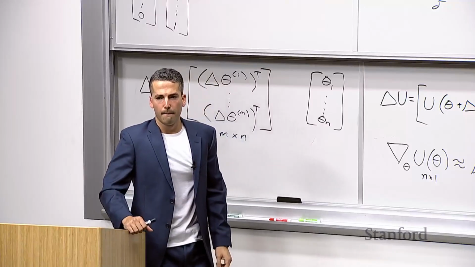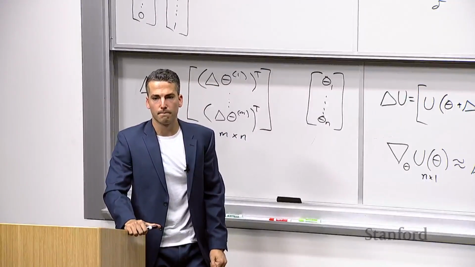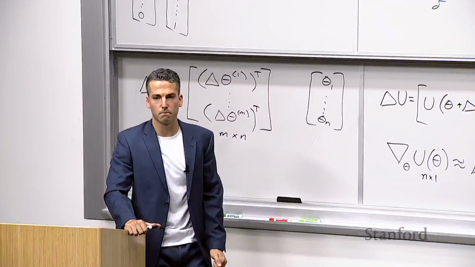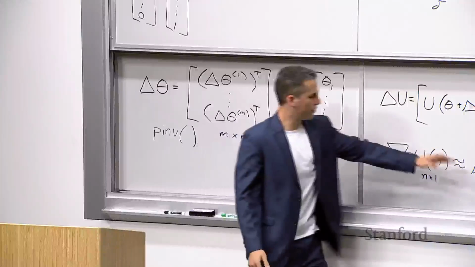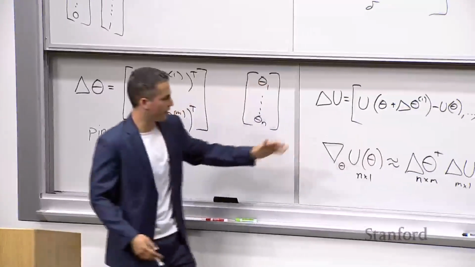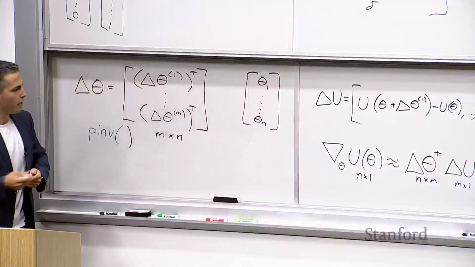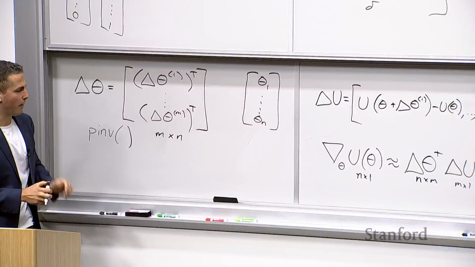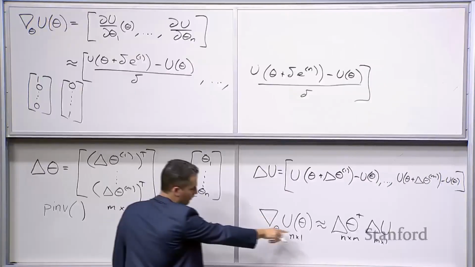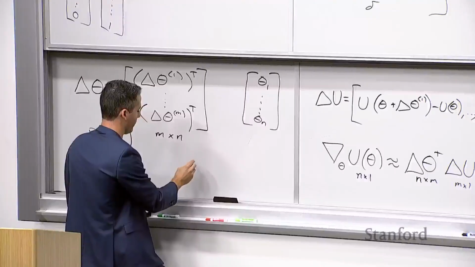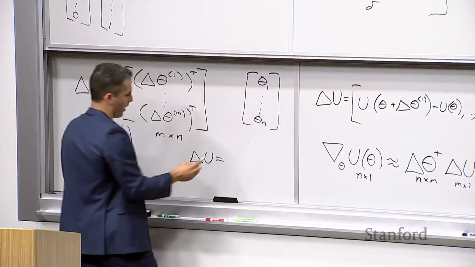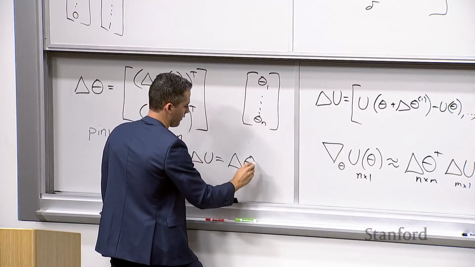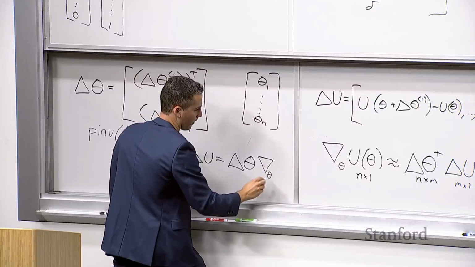Question? Can you motivate taking the pseudo inverse again, starting from the fact that we have delta U? Like, how does the pseudo inverse end up at the gradient estimate? Good question. So the question was, how do we get here using this linear regression idea? One way to think about it is that before getting to here, we would have this idea that delta U should be delta theta times this gradient estimate, right?